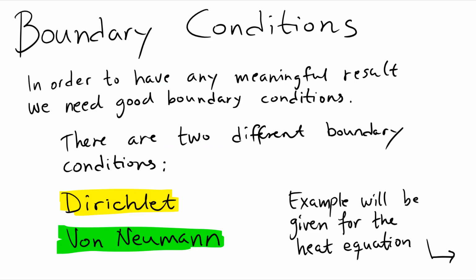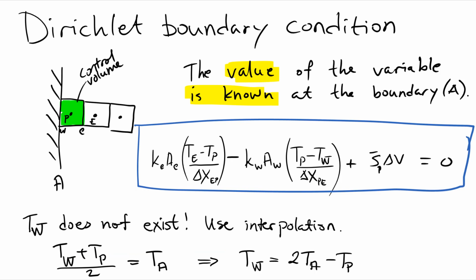But before we can solve it, we need reasonable boundary conditions. And in essence, there are two different boundary conditions that we can apply. We either have a Dirichlet boundary condition or a von Neumann boundary condition. If I give you some examples for the heat equation, look at the control volume close to a wall. The wall surface is named A in this case, and the value of the variable is known at the boundary if we have a Dirichlet boundary condition.